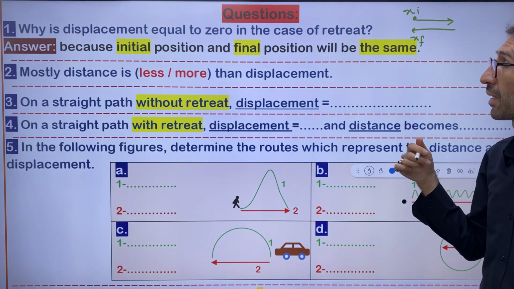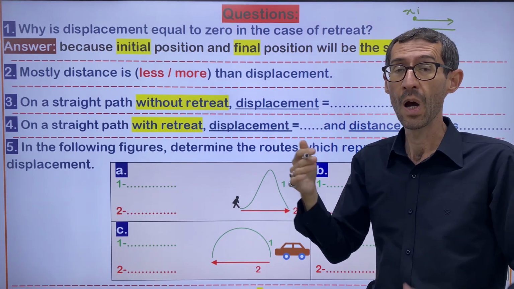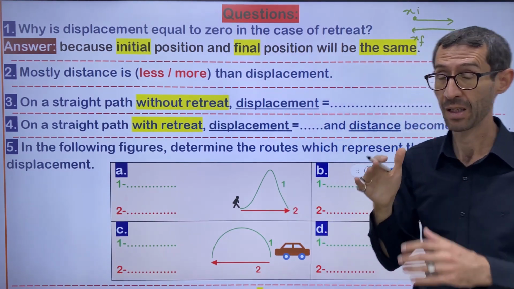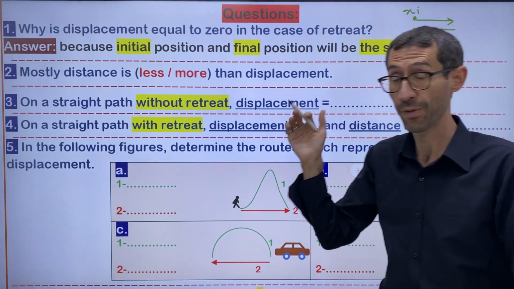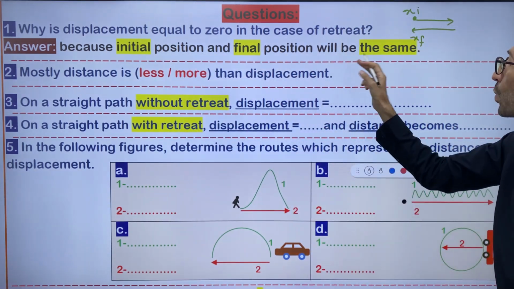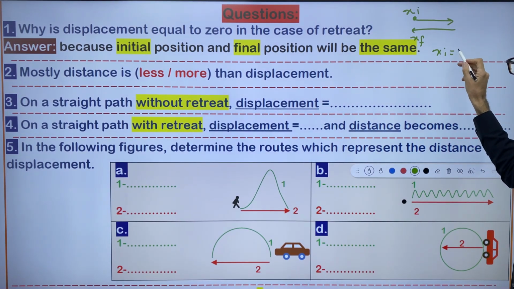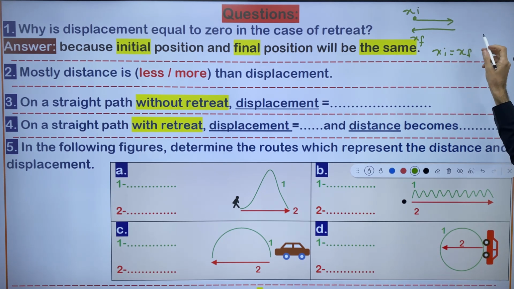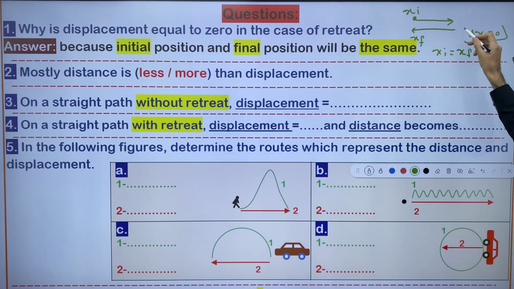So let's discuss the answer. Let me read the question for you again. Why is displacement equal to zero in the case of retreat, in the case of coming back? Because initial position and final position will be the same. Because xi mathematically is equal to xf. And whenever you want to calculate delta x, xi minus xf would be zero, right?